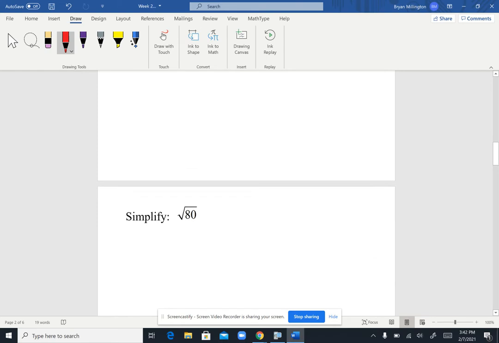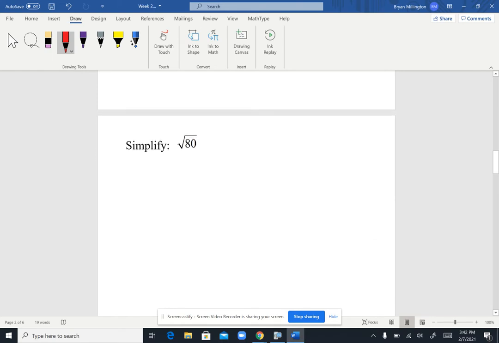Let's talk about how to actually simplify this. So, we could express it as a decimal, like that 8.94 that we had. But we can also try to find an exact radical answer. So we're going to try to find that exact radical answer by doing something called simplifying radicals.